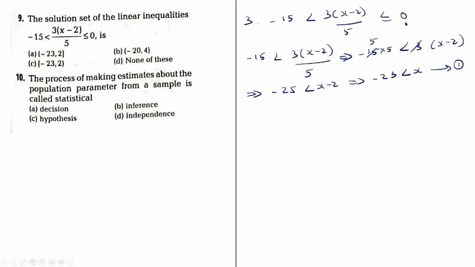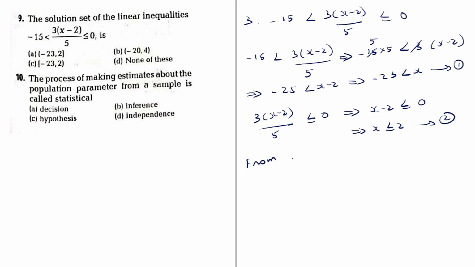Now let us consider the right hand side of the inequality. 3 into x minus 2 by 5 less than or equal to 0. So from this we get, since 3 by 5 is not equal to 0, we get x minus 2 less than or equal to 0 or x less than or equal to 2. Let us consider this as the second inequality.